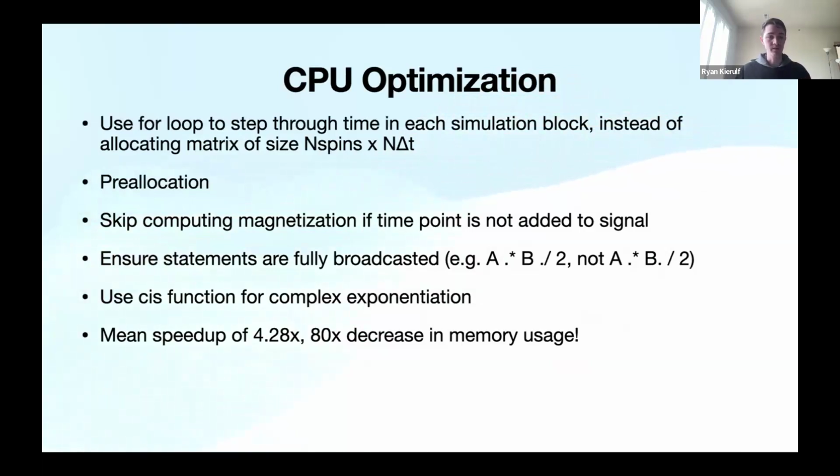Another thing was using the sincos function for complex exponentiation, which computes the sine and cosine together, and it's a bit faster. Yeah, those are the main things. And after making these changes, we saw a mean speed up of about 4 times and an 80 times decrease in memory usage for the two benchmarks that we were running.